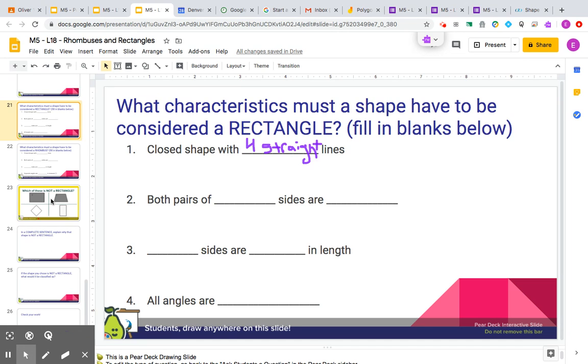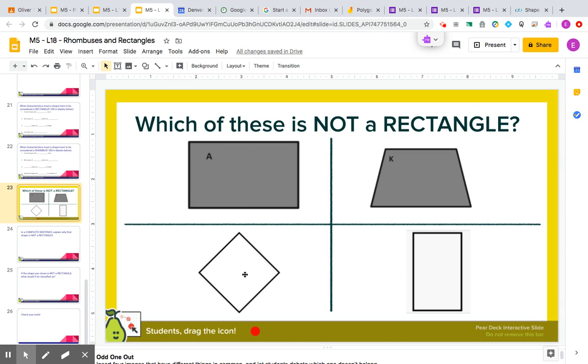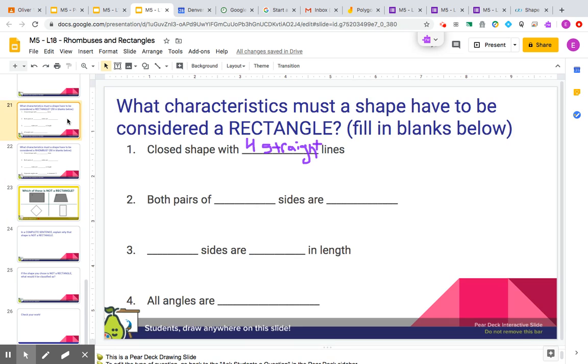So I can eliminate any shapes that don't have straight lines. They all seem to have straight lines, so I have to dig even further. I know to be a rectangle, both pairs of opposite sides are parallel, meaning if they're extended on forever, they will never touch. So let's check if I have a shape that doesn't have 2 pairs of parallel sides.